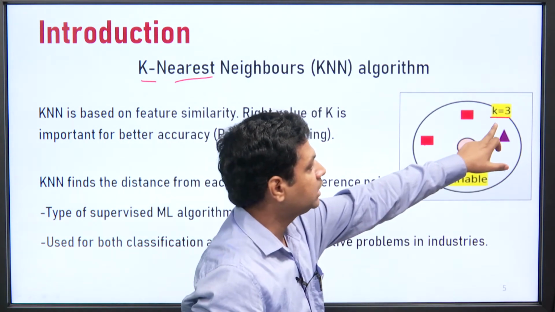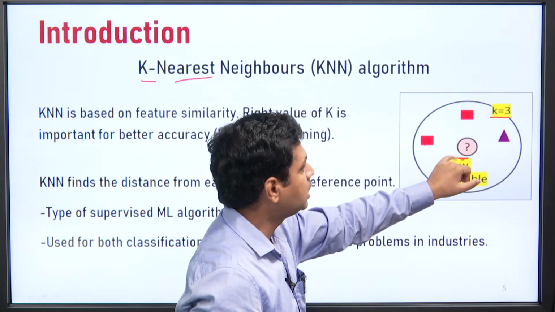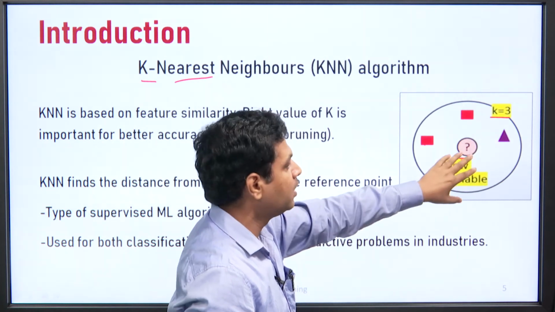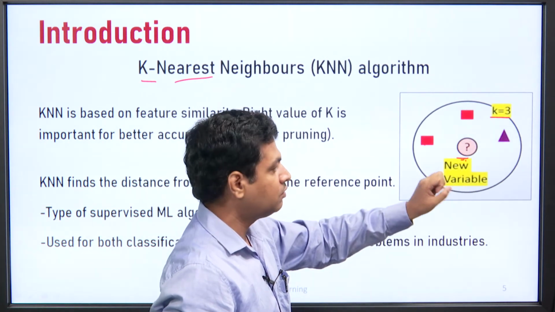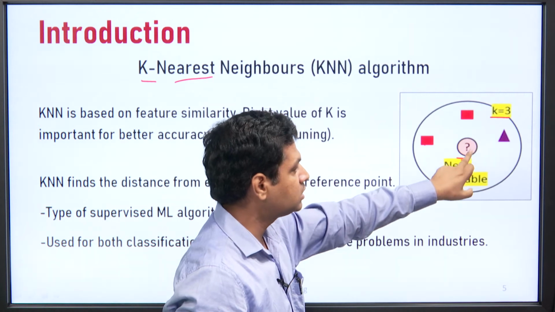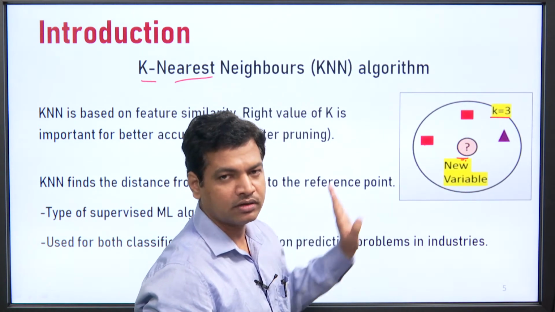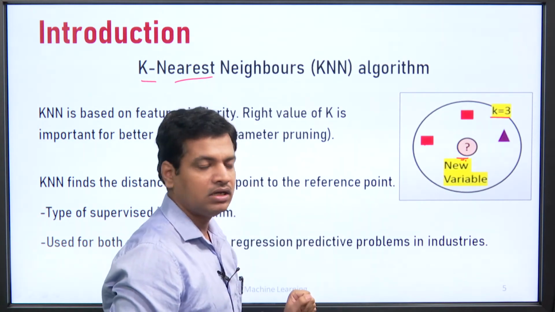So, here we see that k is equal to 3, there are 3 entities and the majority is squares, whereas only a single triangle is there. So, we can predict that the new entity which has come belongs to the class square. So, this is nothing but the KNN algorithm.